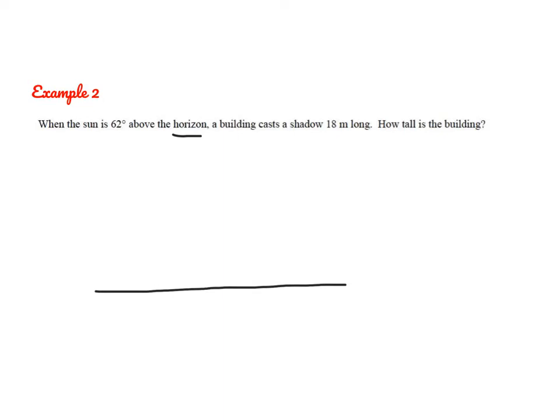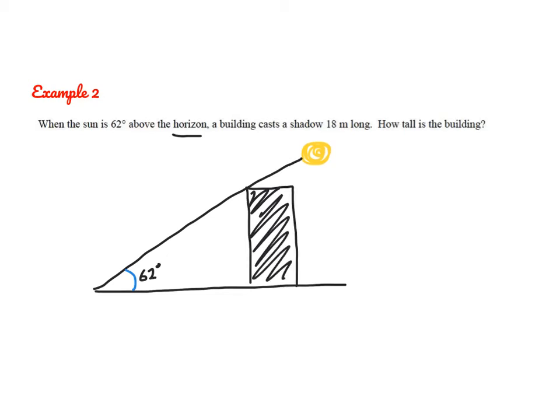So this is going to be an angle of elevation. So let's imagine that our sun is up here and it's 62 degrees above. So this angle of elevation right here is 62 degrees. Now this says a building casts a shadow that is 18 meters long. So let's imagine that there's some building right here. So you know that when the sun hits this building, this is the shadow it's going to cast. And the shadow falls on the ground. So this length is our shadow, and that's 18 meters.